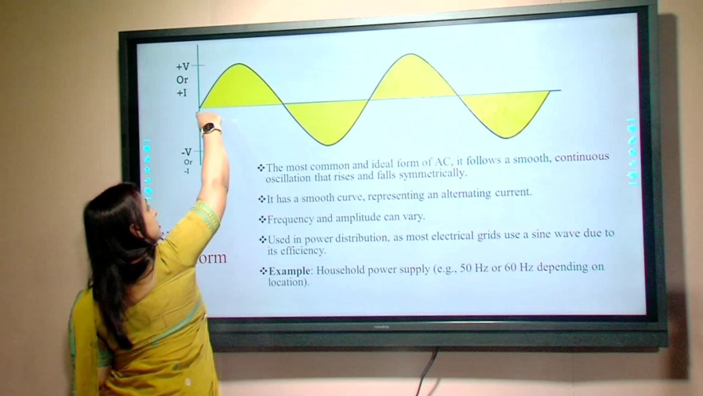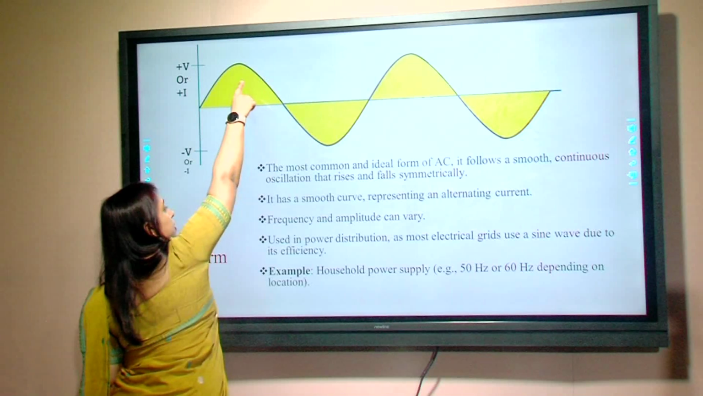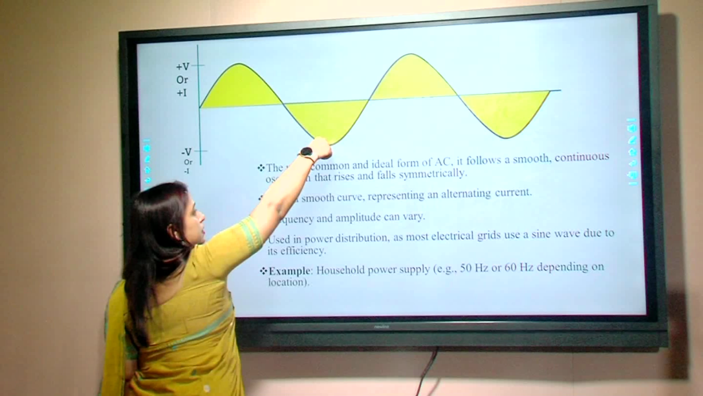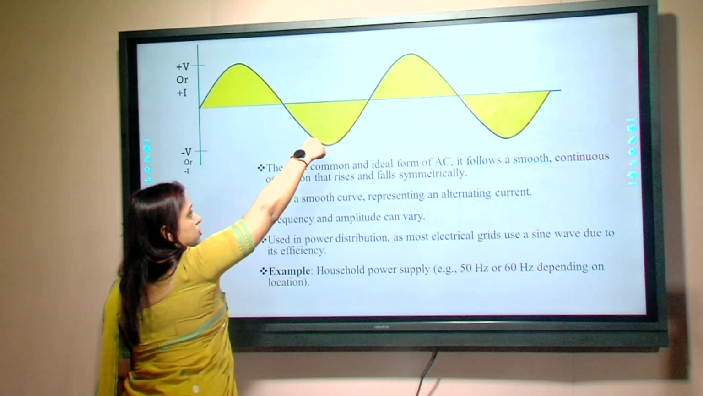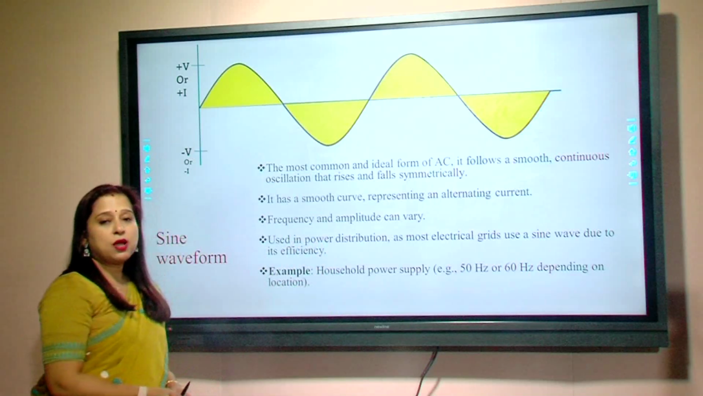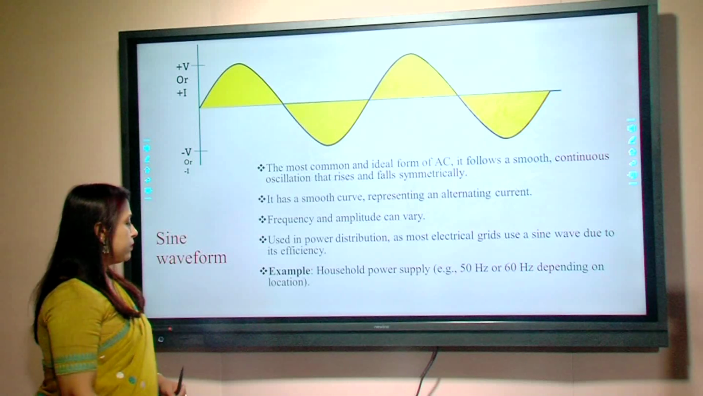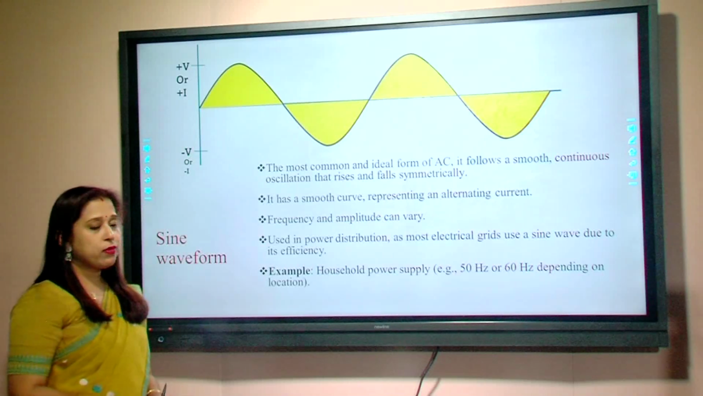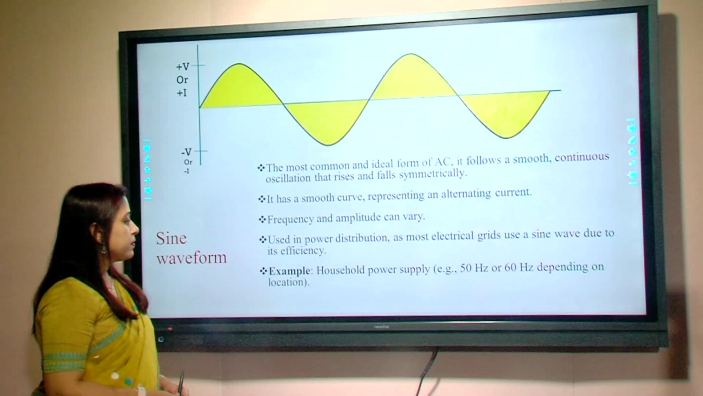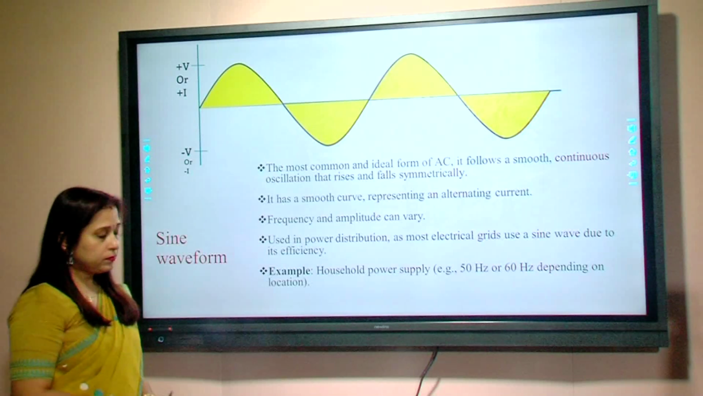Here you can see the current or voltage rises symmetrically, it again falls, again it goes to 0 and then becomes maximum in a negative direction, then again it rises up like this. So in case of sine wave, the frequency and amplitude can vary. This kind of sine waveforms are basically used in power distribution systems and also in our household power supplies.